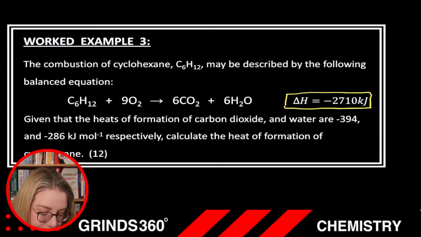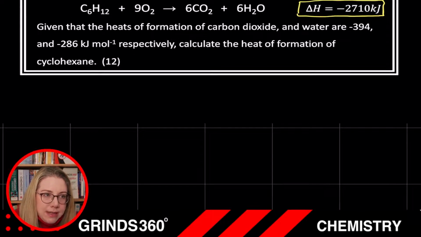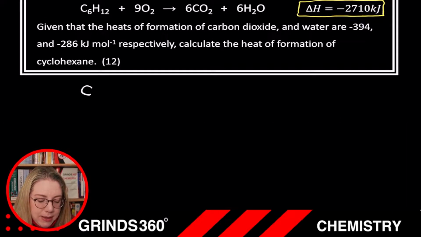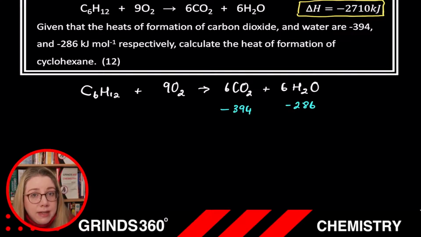Okay, so what we have to do here now, I'm going to do the same as before because I'm a creature of habit and I like to have steps that I follow. Same as before, I'm going to write out the balanced equation in the space below. So I have C6H12 plus 9O2 to give me 6CO2 plus 6H2O. Now, write the heats of formation underneath. My carbon dioxide is minus 394 and the water is minus 286. I'm using the rounded values here, which is fine if the examiner rounds it for you, but you don't make the decision to round it for yourself.